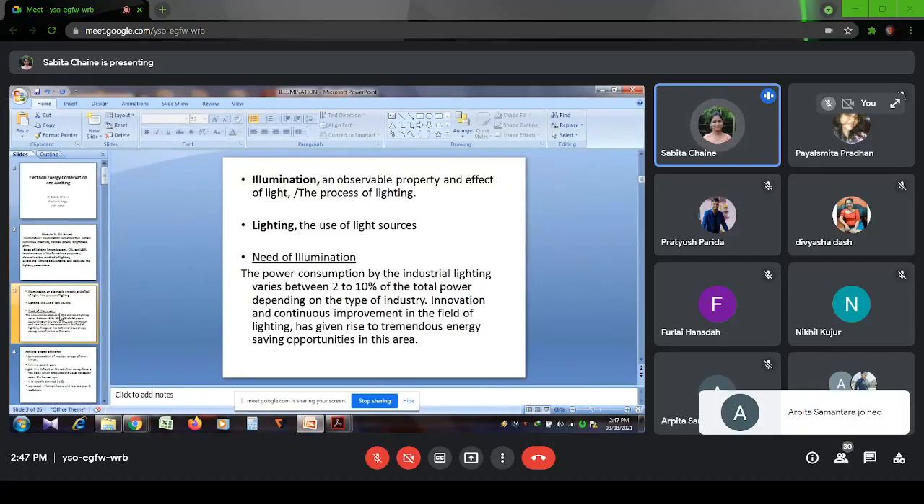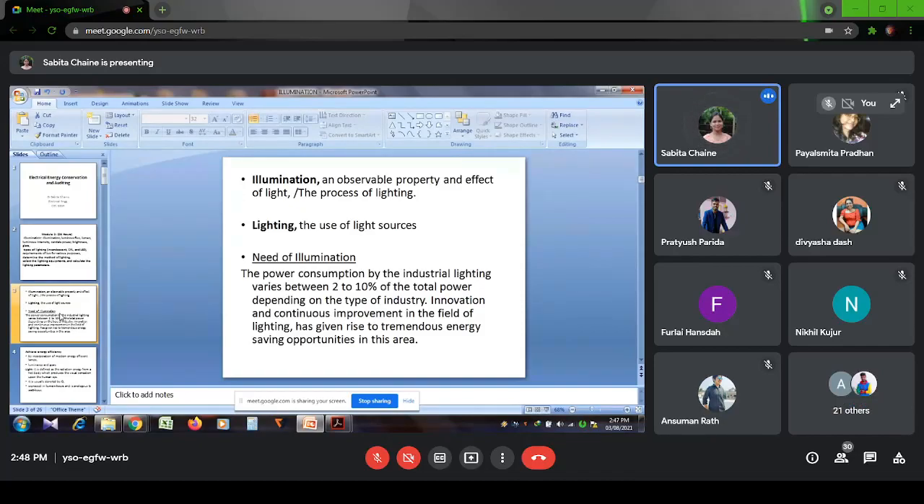Illumination means the whole process of lighting. Lighting means you are using a light source and an object. The source is where you generate the light energy, and the object is where the light will be incident. So light energy is generated from the source and reflected on the object. All these phenomena occur in illumination.